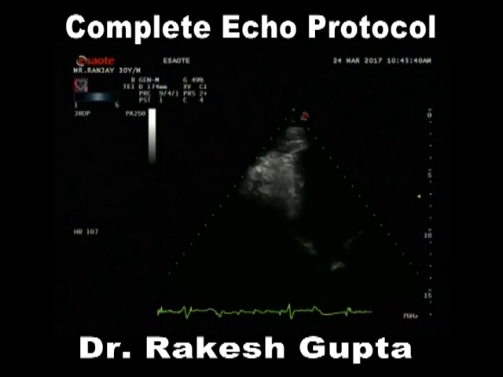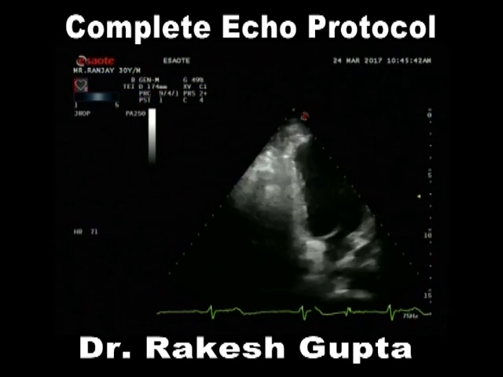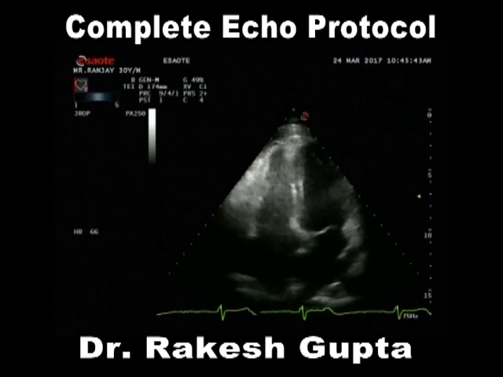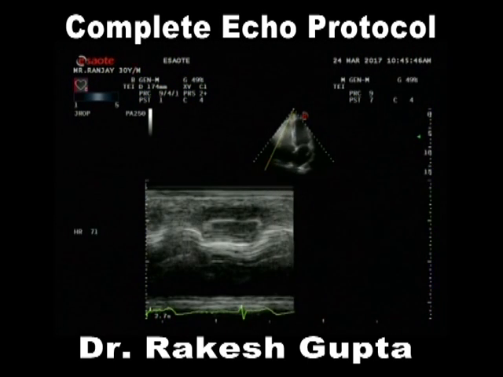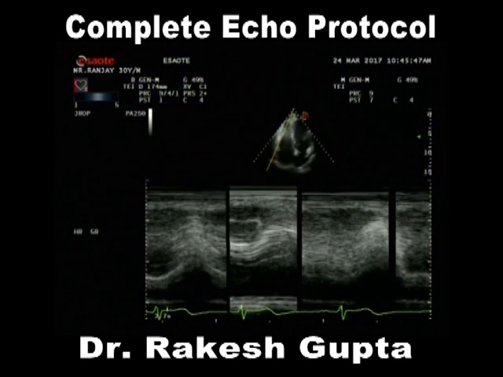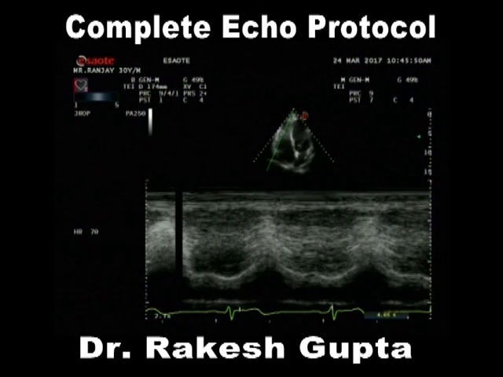which transforms into systolic function, and similarly we look at TAPSE by putting a sample volume into the RV, which transforms into the systolic function of the RV.